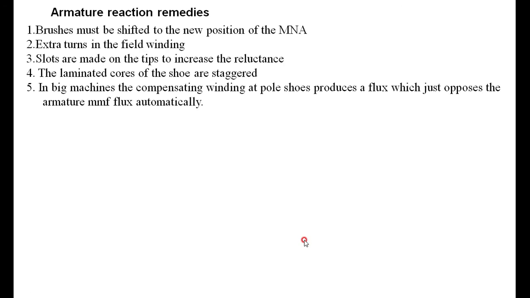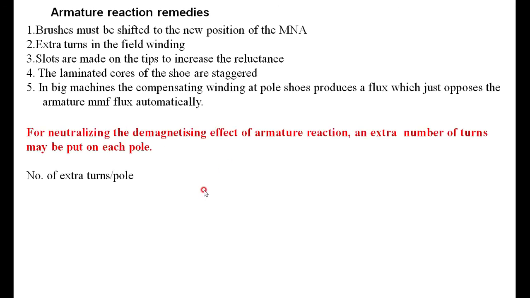So the remedies we are looking for against armature reaction are: brushes must be shifted to the new position of the MNA so that we get a smooth commutation process. Extra turns should be put in the field winding to compensate the armature reaction. Slots are made on the pole tips to increase the reluctance. Then the laminated cores of the shoes are staggered. In big machines, the solution is a compensating winding at the pole shoes. Then what is the extra number of turns we require?